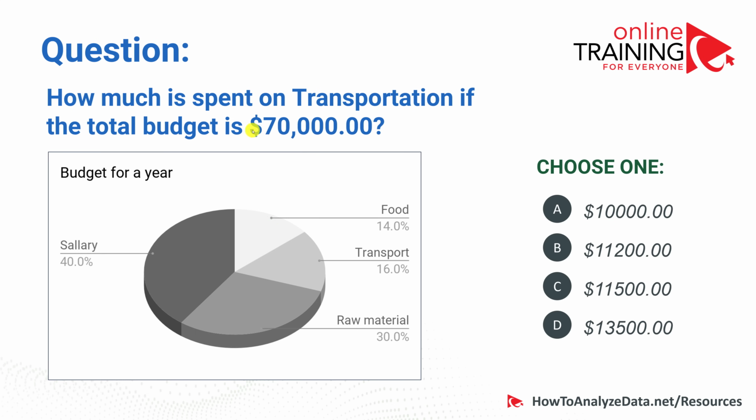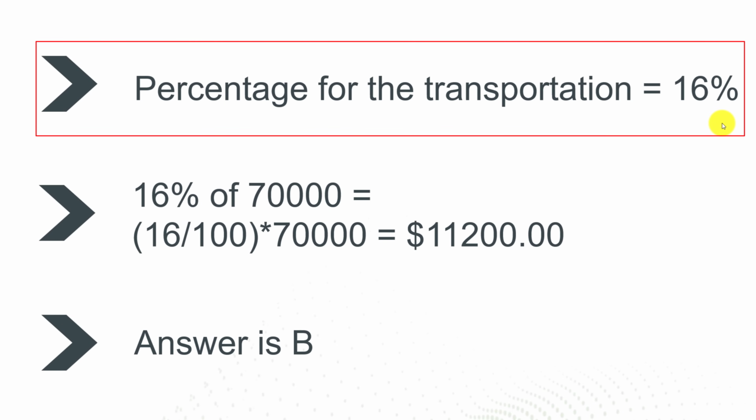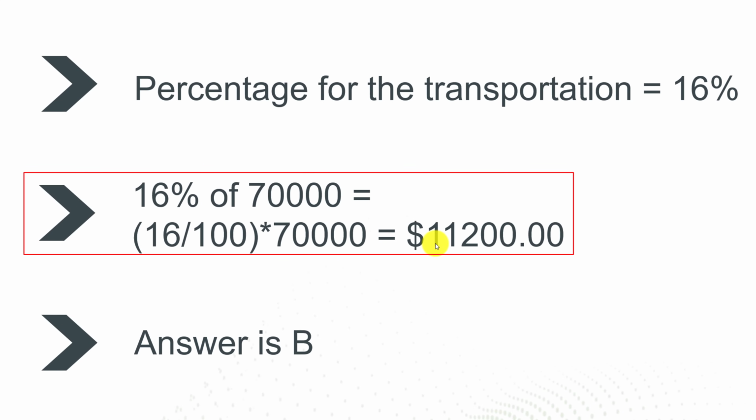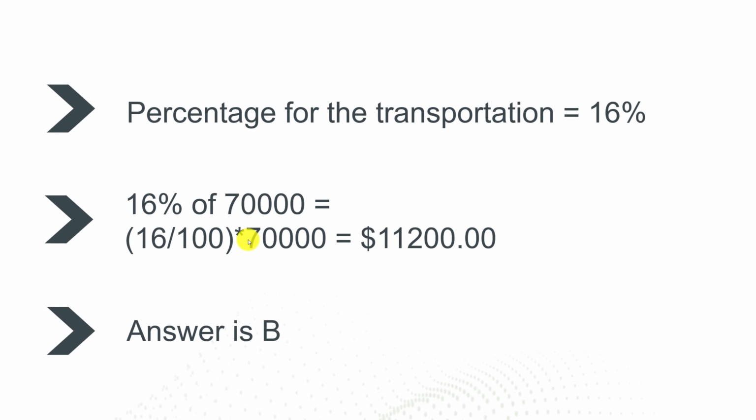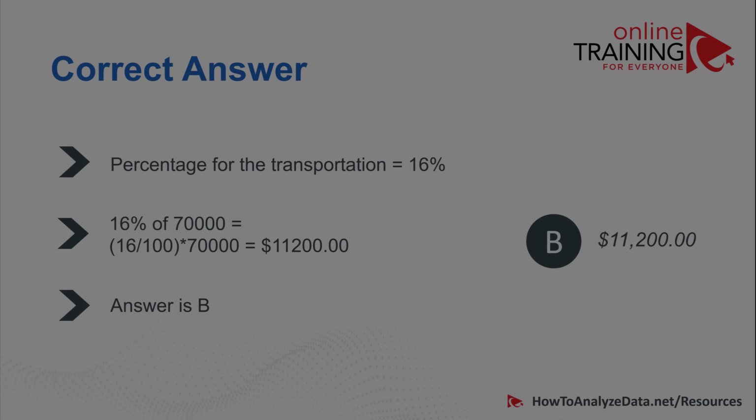To calculate the transportation budget, you need to get 16% of $70,000. Ultimately, you need to multiply 70,000 by 0.16. So let's look at the answer. Because percentage of transportation is 16%, the correct answer is $11,200, which is calculated as 16 divided by 100, which gets you 0.16, multiplied by $70,000. So the correct choice is $11,200, which is choice B. Hopefully you've got this one right.